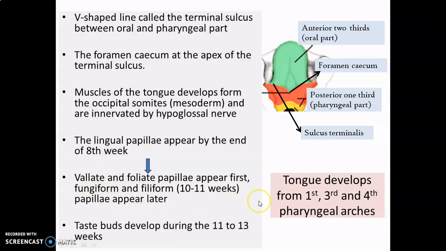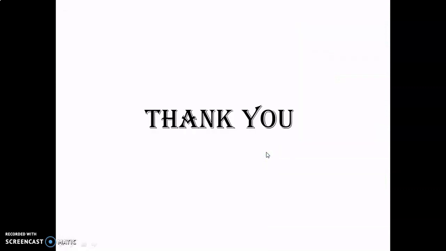So to conclude, the tongue develops from the first, third and fourth pharyngeal arches. And that's all about the development of face, palate and tongue. Thank you all for listening.